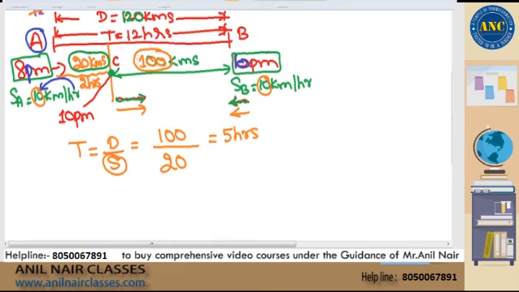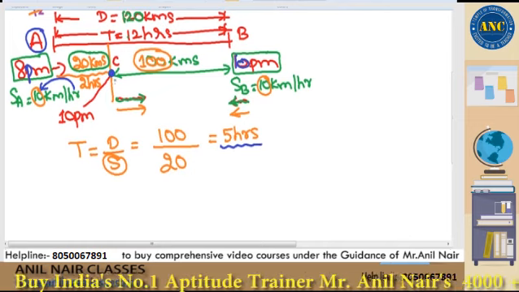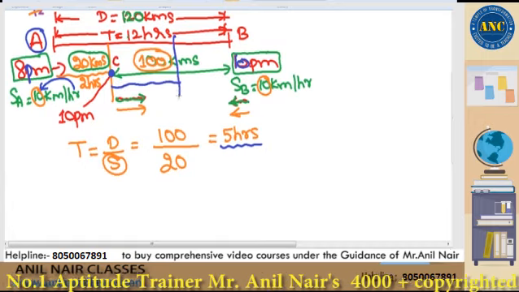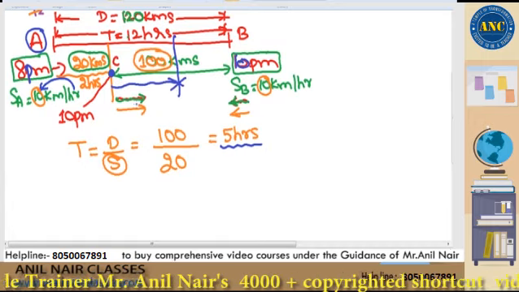That means, can I say that from this point, both the trains will travel for 5 more hours, and then they will meet at some point, right? They will meet at some point.